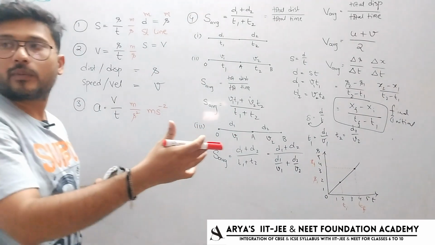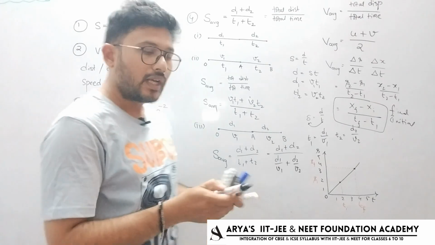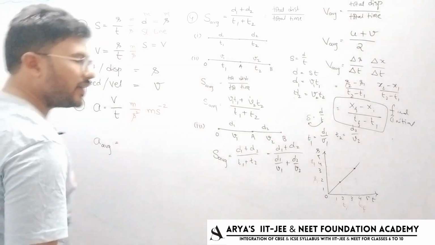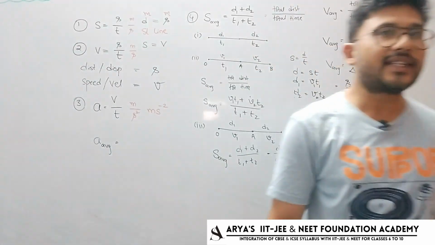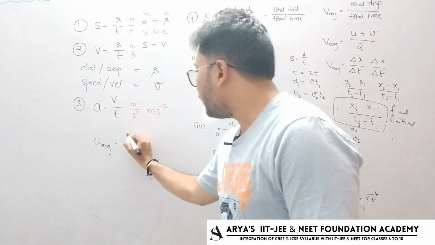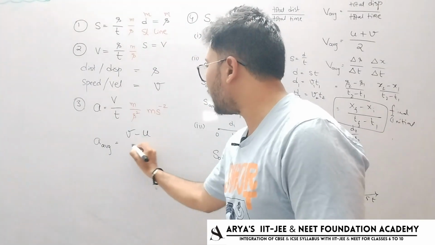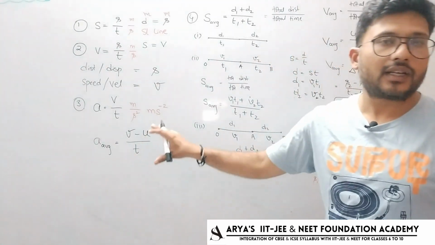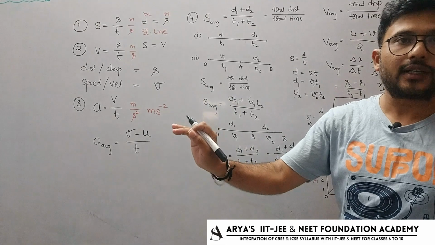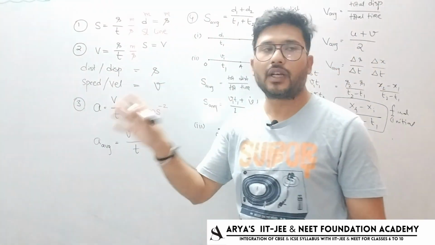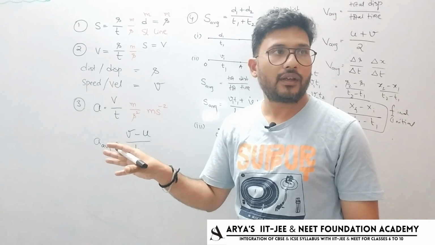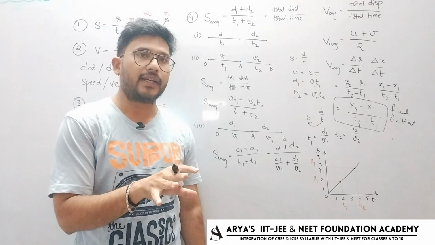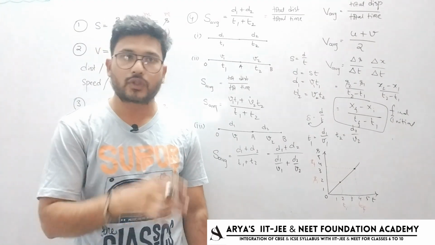Then we will see another set of formulas, equations of motion. Okay, last formula, AAVG, average acceleration. Average acceleration is equal to final velocity minus initial velocity upon time taken. So these are the set of formulas related to speed, velocity, acceleration, distance, displacement. Okay, copy this. We will see formulas related to equations of motion. Next, copy this.